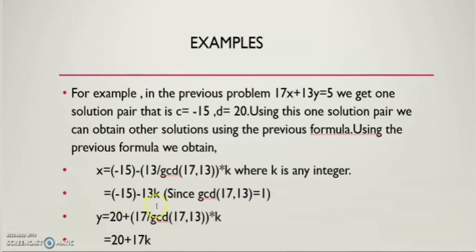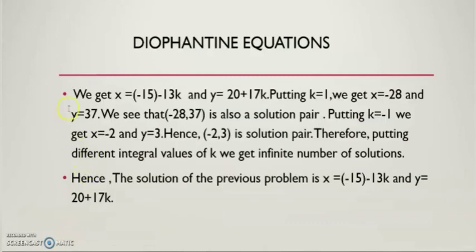That means we are putting the value of k. Suppose we put k equal to minus 1, we can put k equal to 0, 1, 2. We can put any value of k, and putting different values of k we can get different solution pairs x and y. I think you got my point. For example we get x equals minus 15 minus 13k and y equals that. Putting k equal to 1 we get x equals minus 28, calculate it by yourself, and y equals 37.